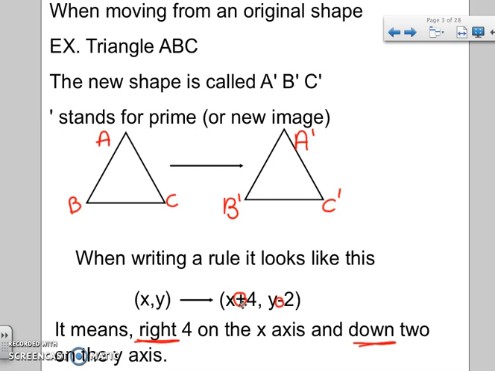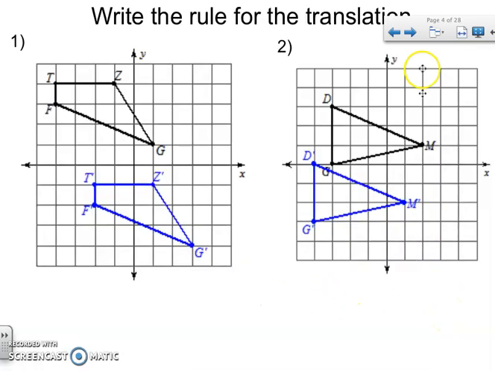The y is going to be dealing with moving up or down. So for example, if this y was a positive, that would mean I needed to go up 2. But instead it said y was a negative, so I need to go on the y-axis down 2, okay? All right. So let's take a look at some practice.